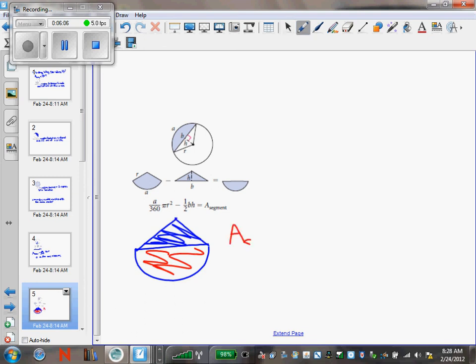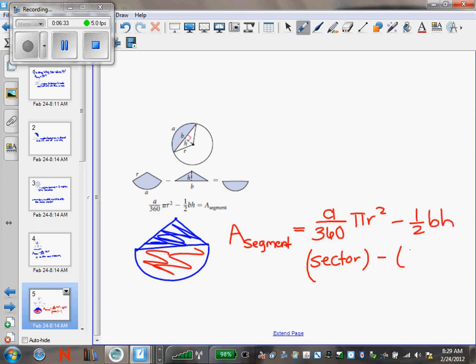So you can see the formula written here. It is A over 360, where again A is the measure of the arc, times pi r squared. That is the area of your sector. We're going to subtract the area of your triangle, which is 1/2 base times height, and that will equal the area of your segment. That'll be the most difficult formula that we have.